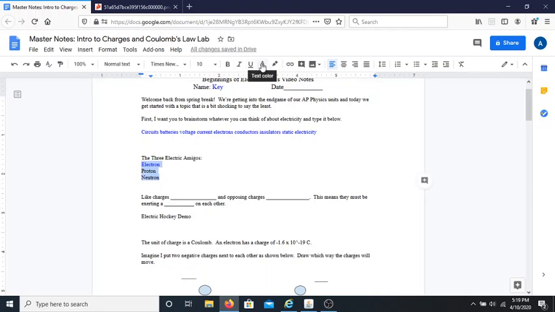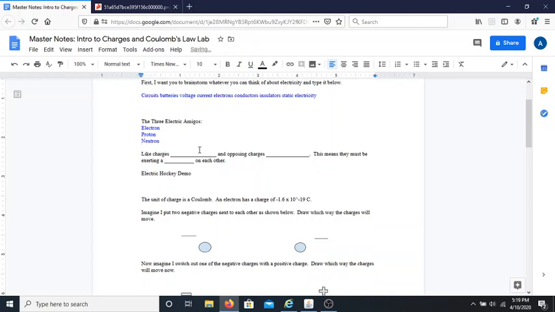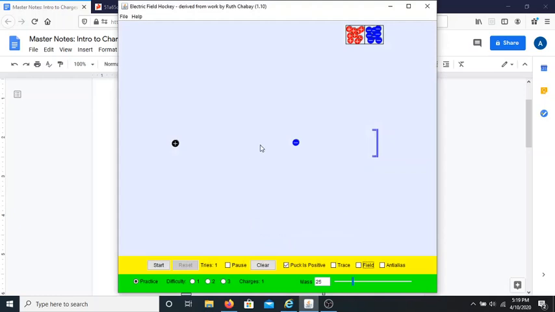Now, what we find with all these little guys is that they cause an effect on each other. And of course, we kind of just brought it up, but basically like charges are going to repel each other. And we can actually see that in a little demonstration that I have right here. So, this is called electric field hockey. Basically, this hockey puck right here is a proton, or it's positively charged. And what I'm going to do is put another positively charged particle right here.